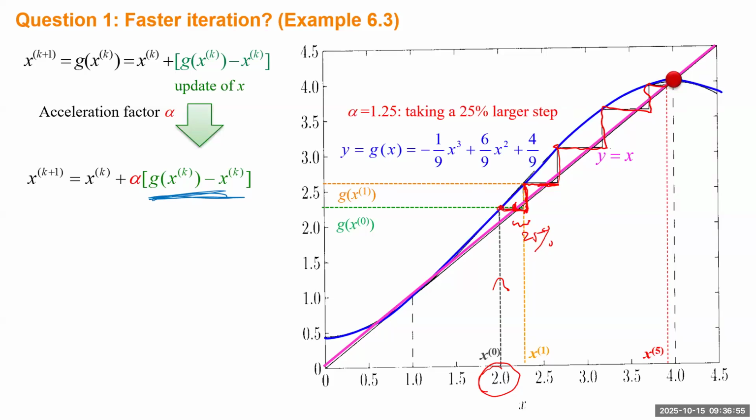Then we go up. So you see, we are taking bigger steps to iterate in the same direction. With this alpha value, after 5 iterations we are very close to the true solution. So the answer is, if you introduce an acceleration factor bigger than 1, you will be able to accelerate this process. Any questions?